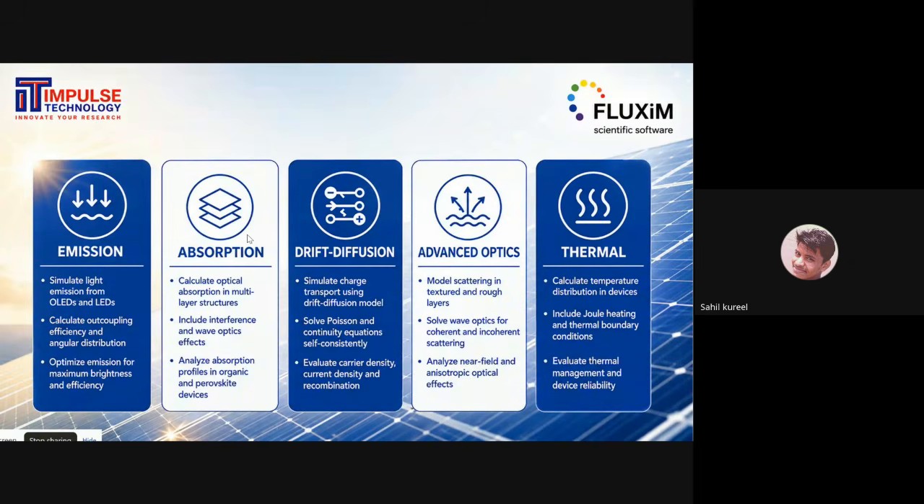When you want to calculate optical properties, you can move toward the absorption module. It helps to calculate optical data, include interference effects and wave optics effects, and analyze the absorption profile for organic and perovskite, basically solar cells. And drift diffusion helps to calculate electrical properties, in simple words.